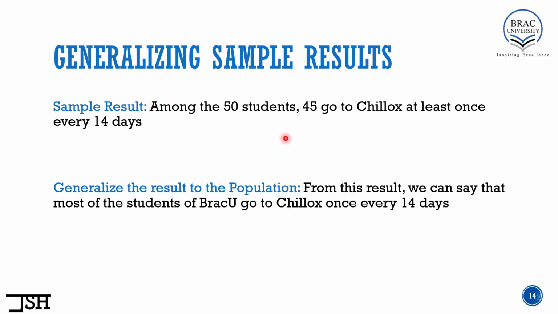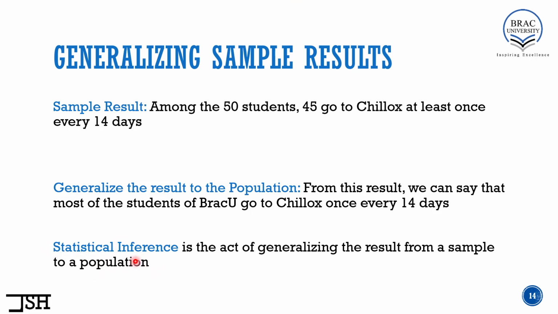Again, whatever result I got from the sample, I can say more or less the same thing about the whole population as well, sometimes. Here I am assuming that if I had collected data from the whole population, I would have got a similar kind of result. I collected data from 50 people only, but I am assuming that if I had collected data from all the BRACU students, I would have got a similar result. The textbook term for this concept is statistical inference. Statistical inference is the act of generalizing the result from a sample to a population. This is the textbook terminology.